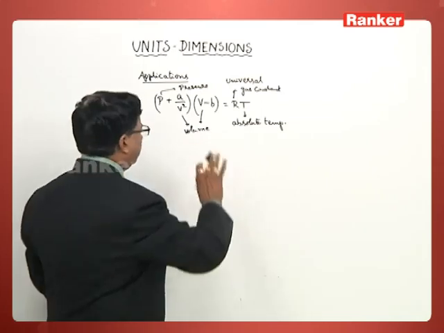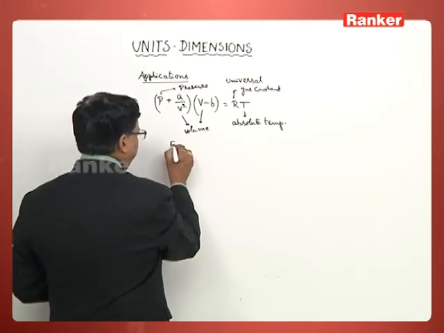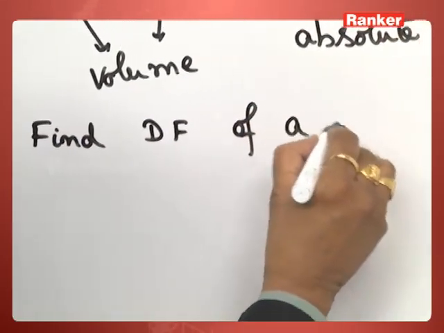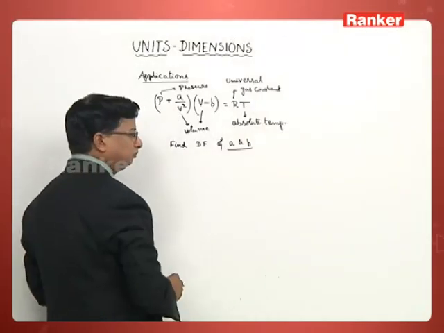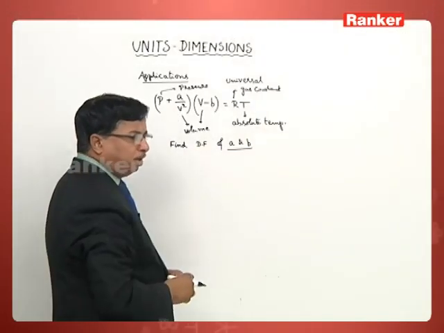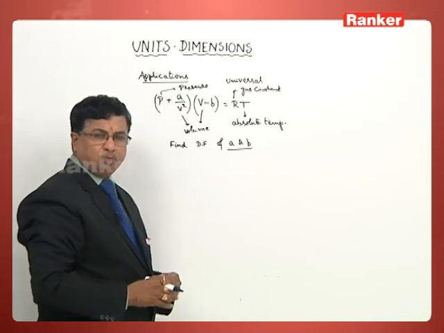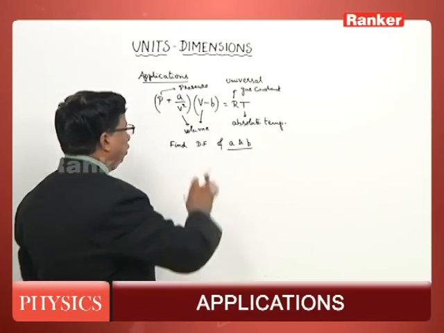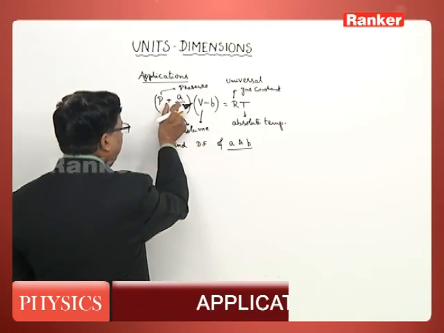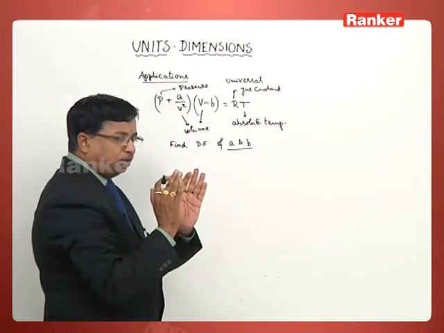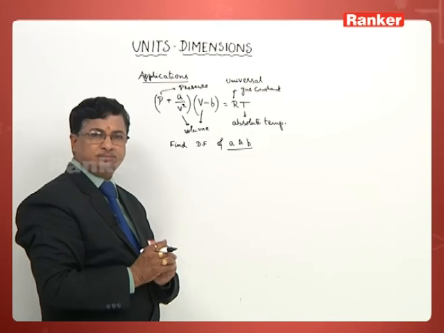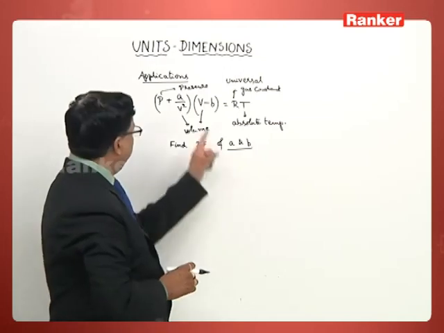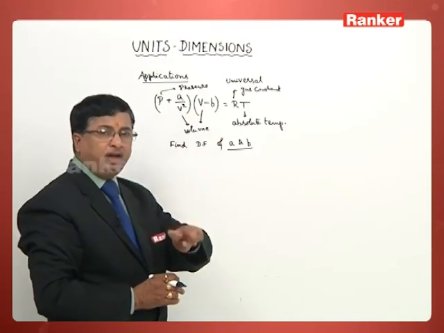The question they can ask you is, find the dimensional formulae of A and B. What is the dimensional formula for A? What is the dimensional formula for the quantity given as B? If you look carefully, P plus A by V square is one single term in that equation. Overall, we are adding A by V square to the pressure.